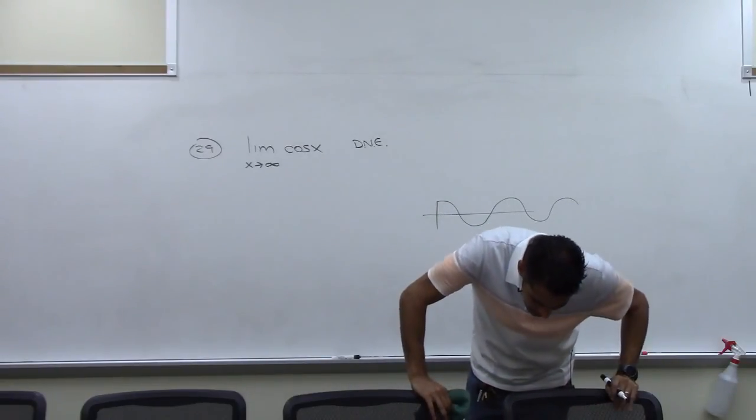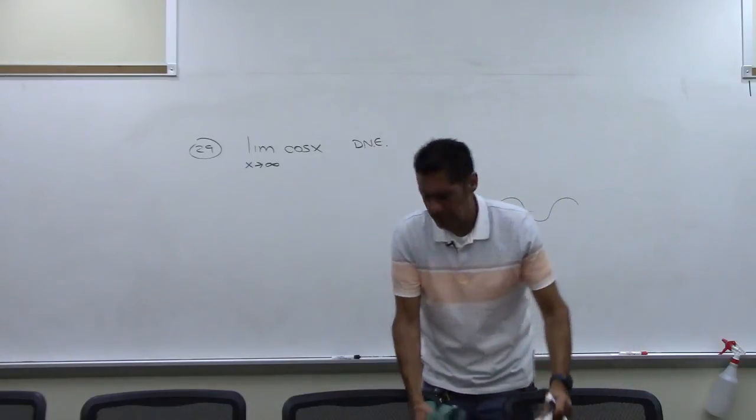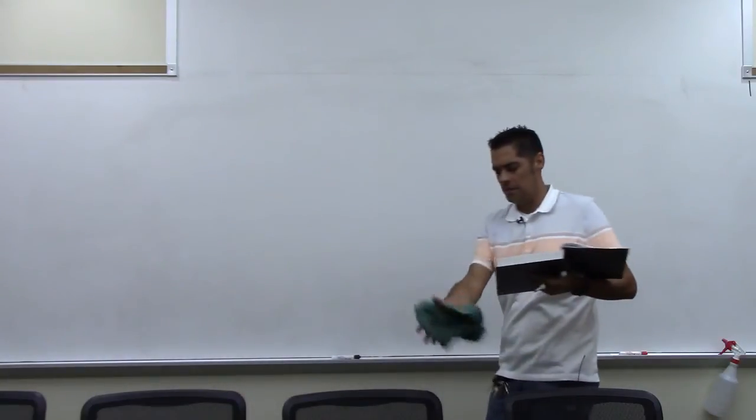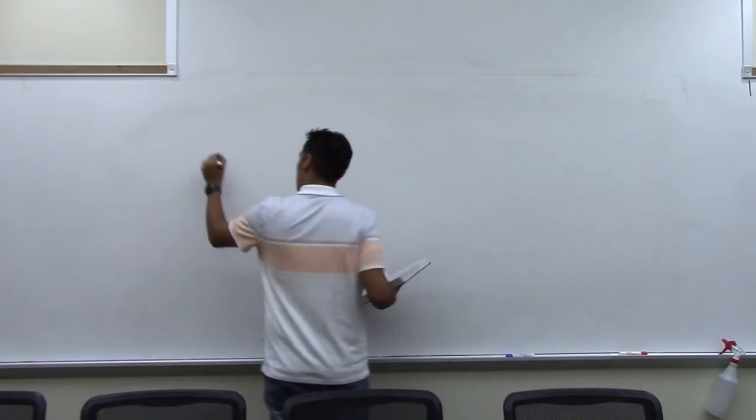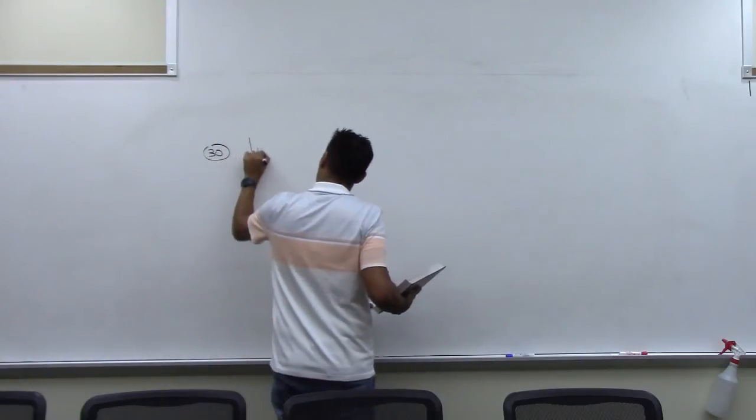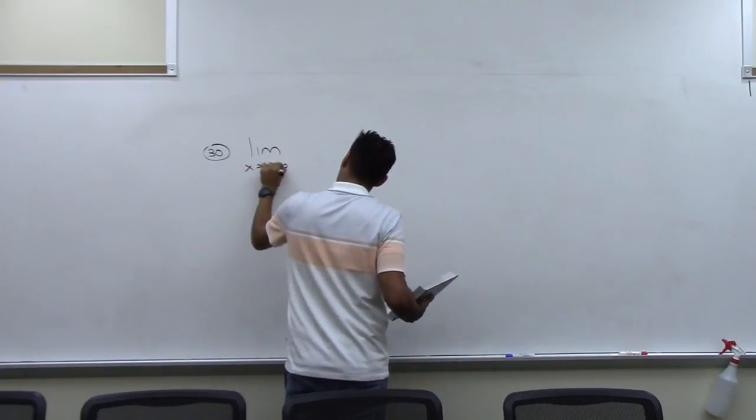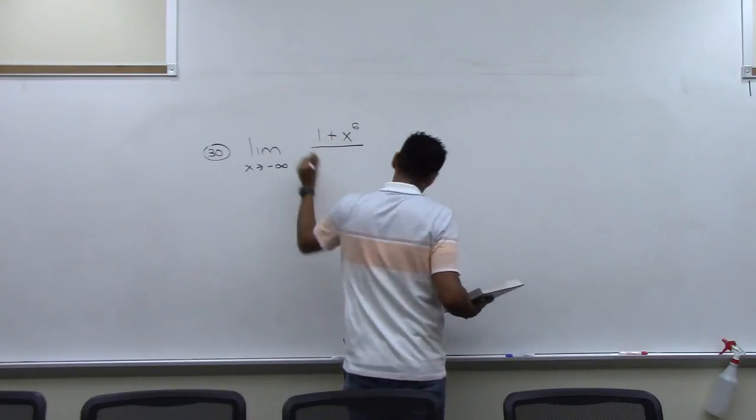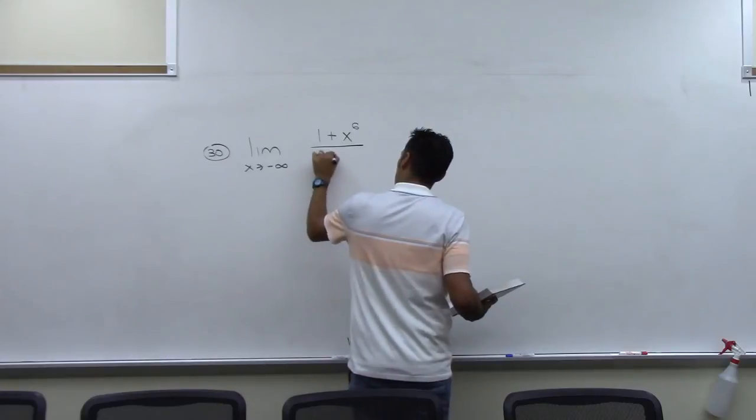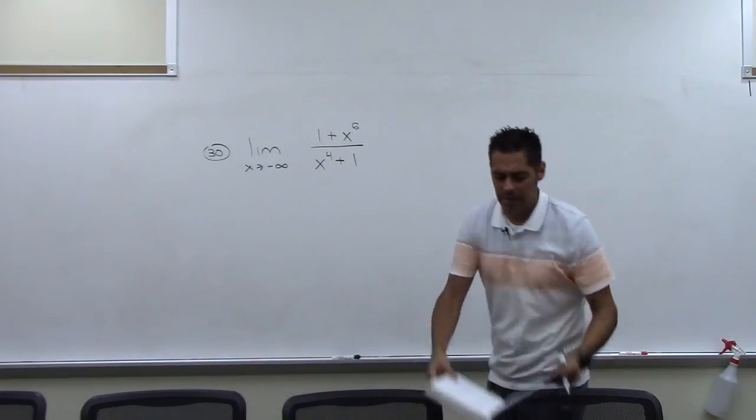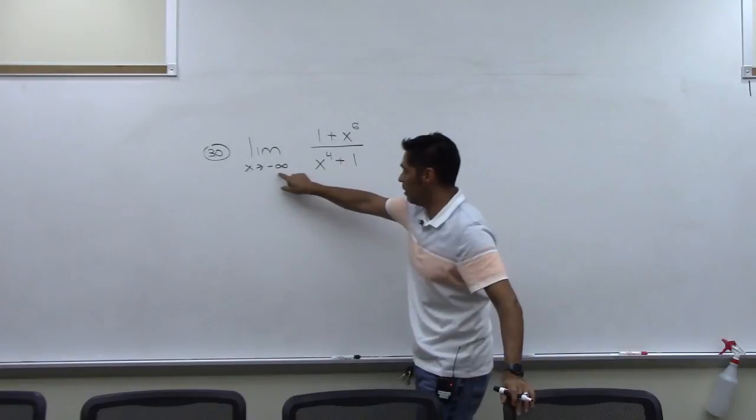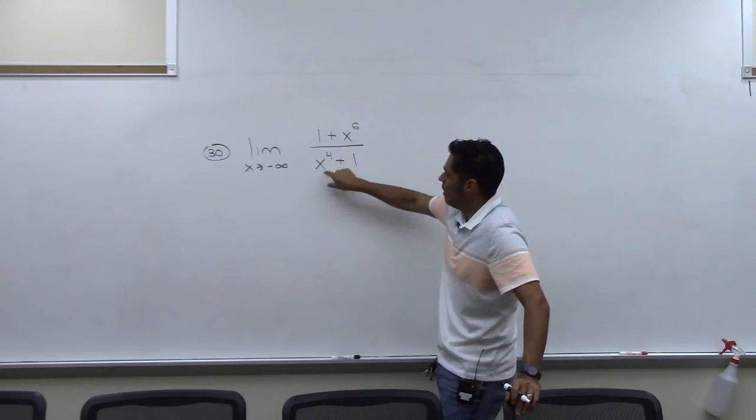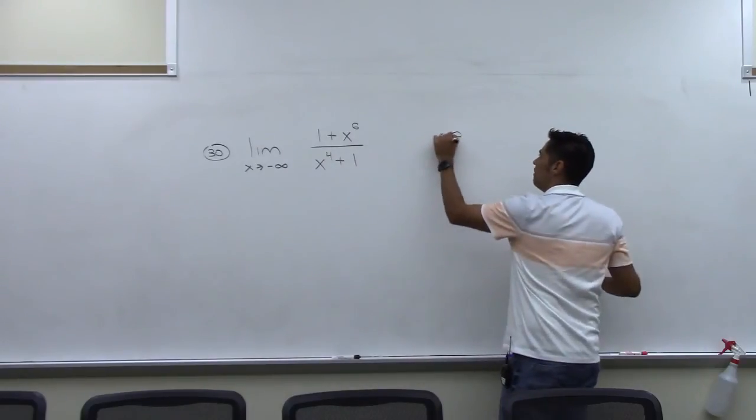30. Let me do 30. This one's a little bit different because we're going to go to negative infinity instead of positive infinity. So let's try and see what's going on here. Limit x goes to negative infinity of 1 plus x to the 6th over x to the 4th plus 1. Now when I plug in a negative number into this and make it really big, it doesn't matter because I'm going to the 6th power. This can be a huge positive number. This can be a huge positive number. So you're going to get infinity over infinity.